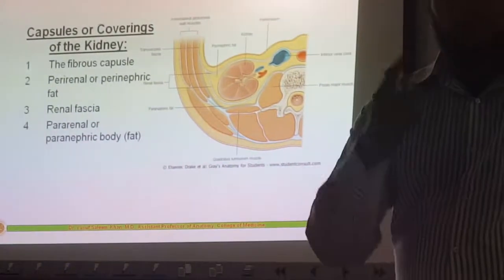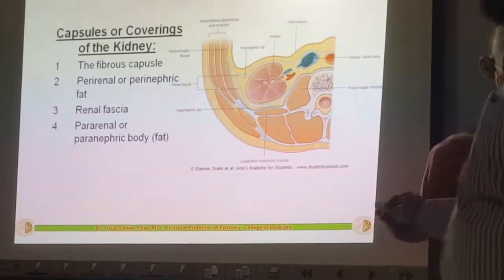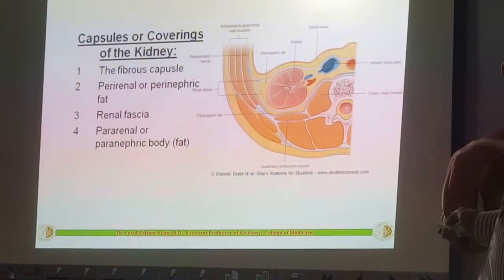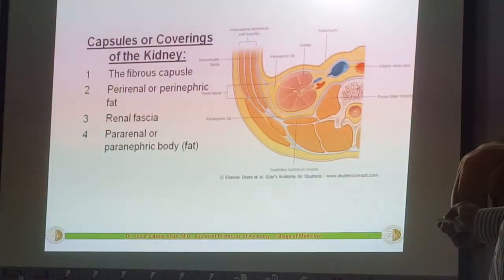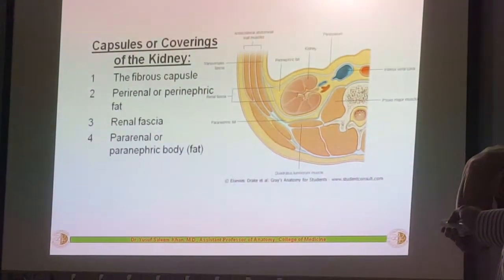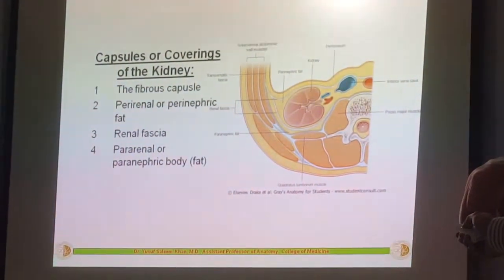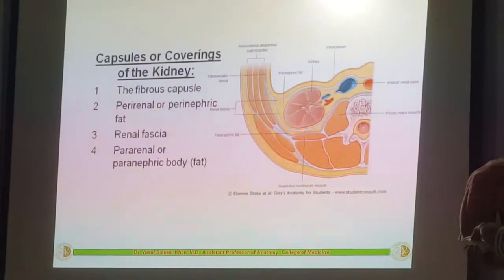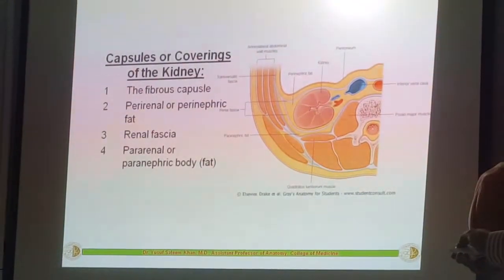What is the difference between paranephric and perinephric? The first is the fibrous capsule itself, this brownish line which you are seeing around the kidney. Second, that is the perinephric fat. Then there is the renal fascia. And the fourth is the paranephric fat.